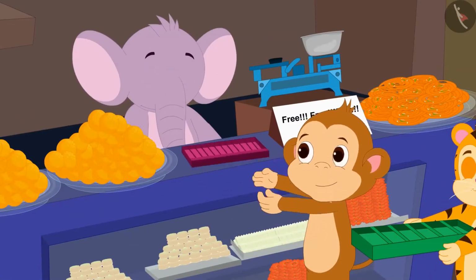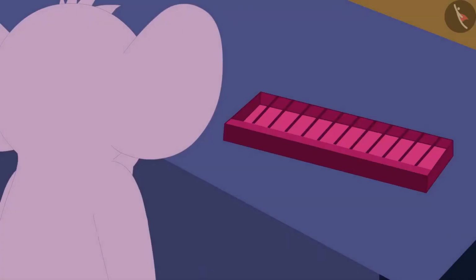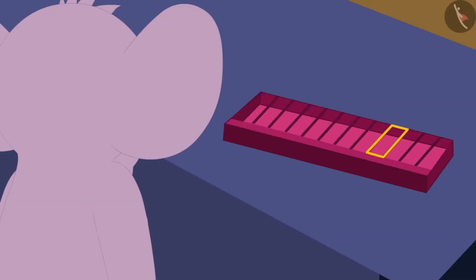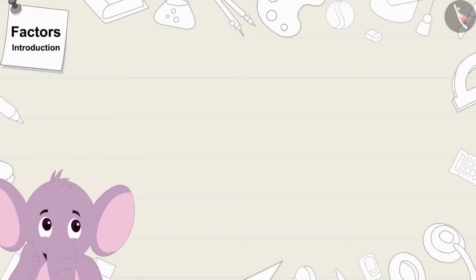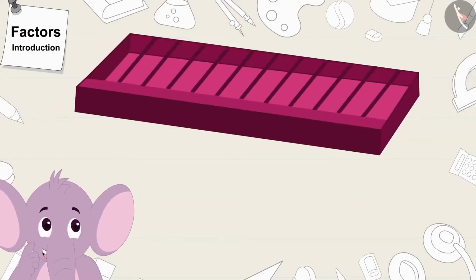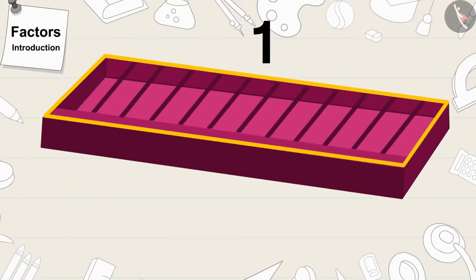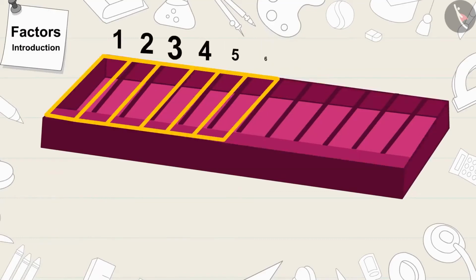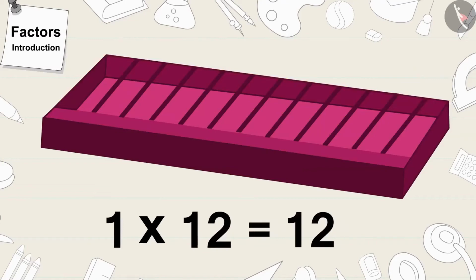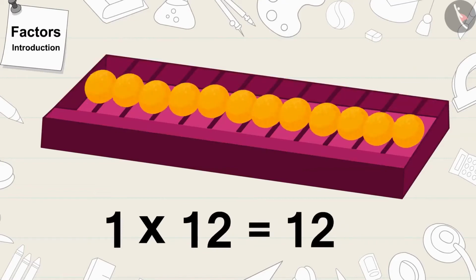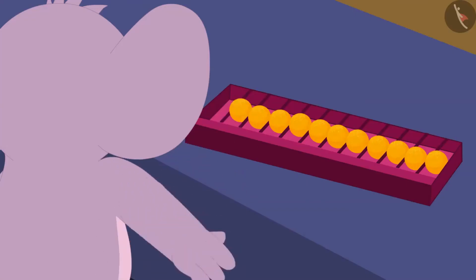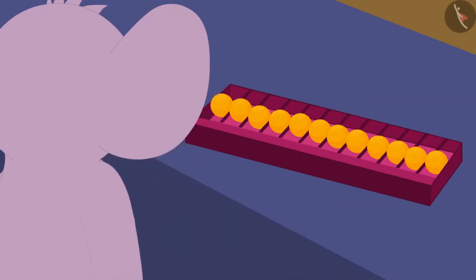Babban first gave his box to Appu. There are 12 slots in a line in Babban's box. Appu is thinking, will 12 laddus fit in Babban's box? There is one line with 12 slots. That means 1 times 12. 12 laddus will surely fit in Babban's box. Appu filled laddus in Babban's box.